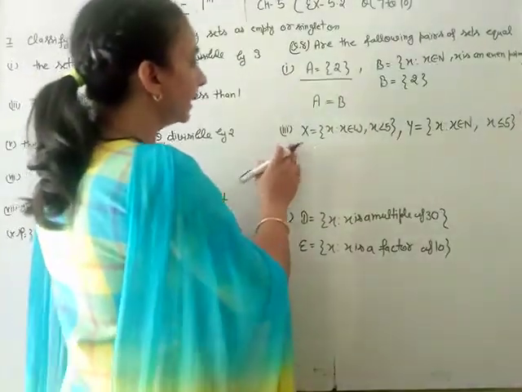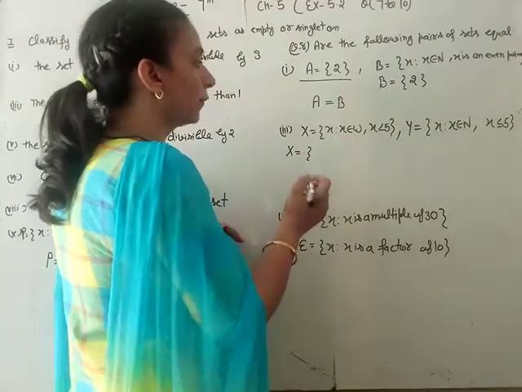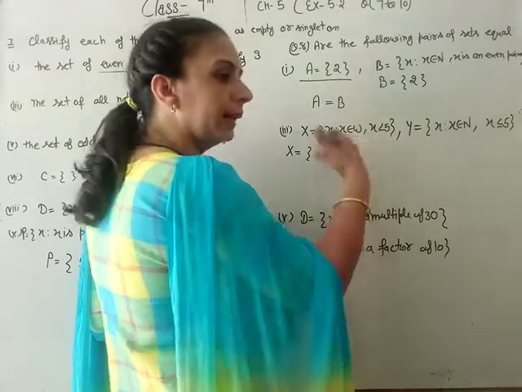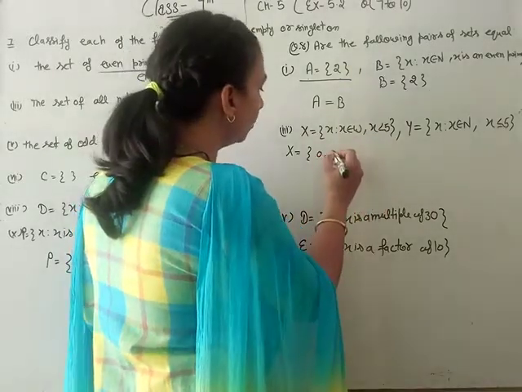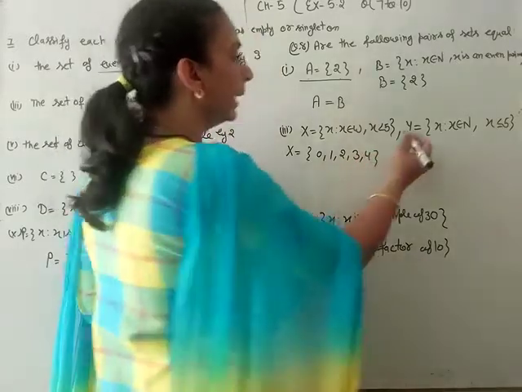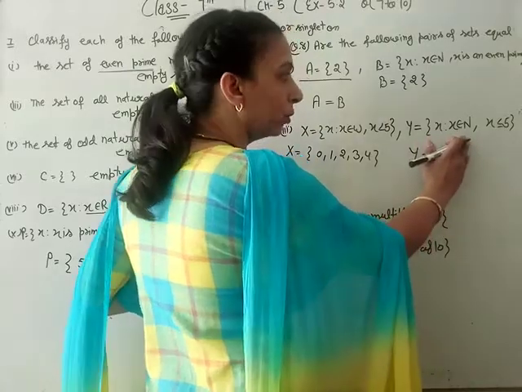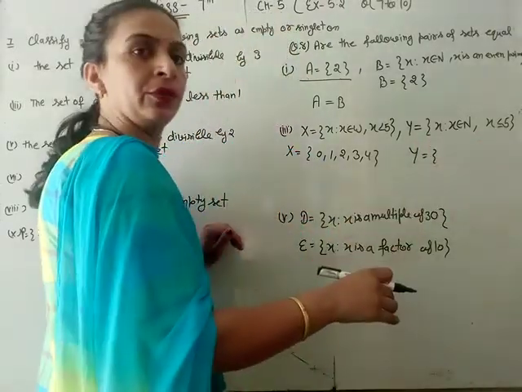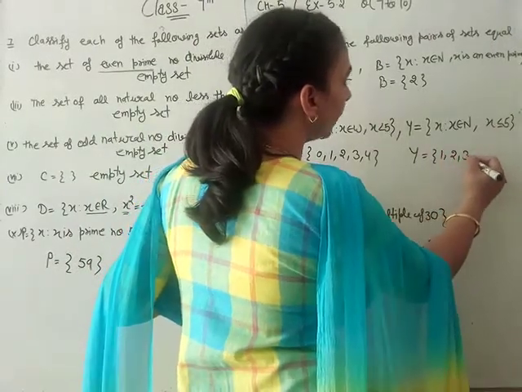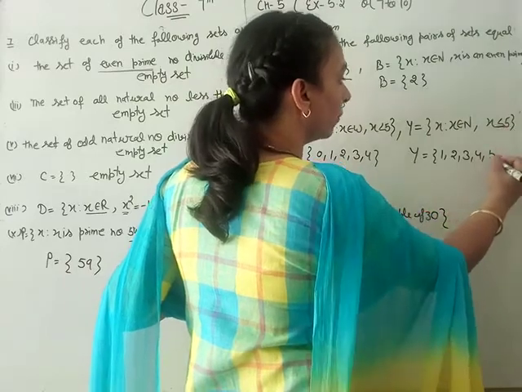Next, part number third, set X. First we find set X in roster form. X belongs to whole number less than 5. Whole number less than 5, that means 0, 1, 2, 3, 4. And there is set Y. Y equal to X, X belongs to natural number less than or equal to 5. Natural number starting from 1, 2, 3, 4, and we take also 5 because of the equal sign.